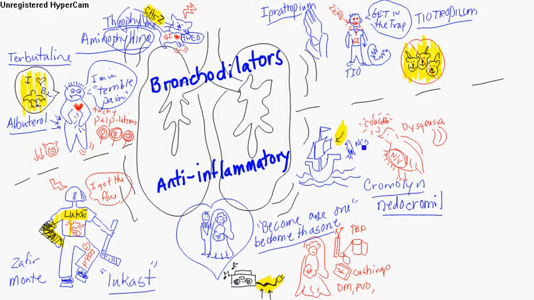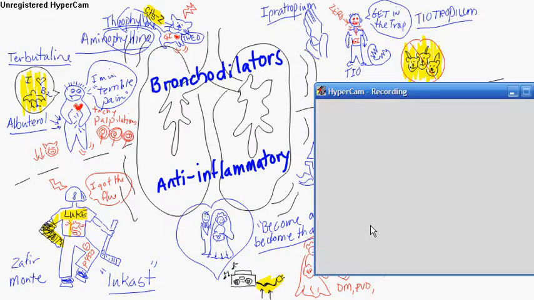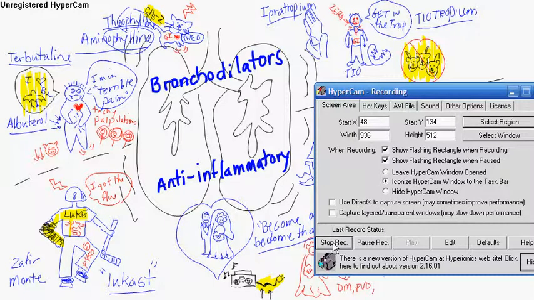There's the mast. And the adverse effects I put on this crow, I know it looks more like a pigeon: cough, dysgeusia, which is actually a bad taste in the mouth, that's why the tongue's there, and nausea and vomiting. So those are the adverse effects of cromolyn or nedocromil. Keep those things in mind. Bronchodilators, anti-inflammatories.